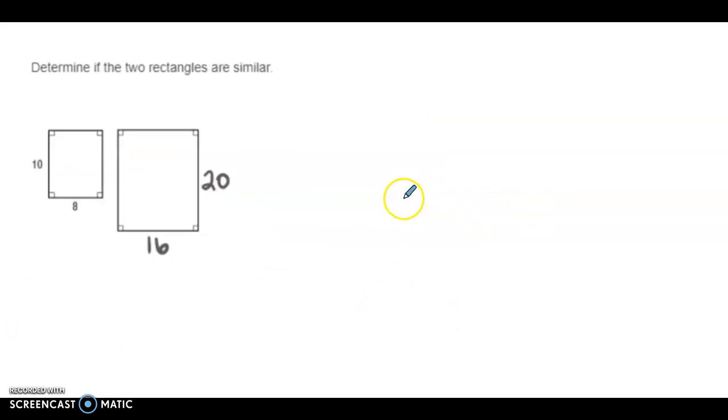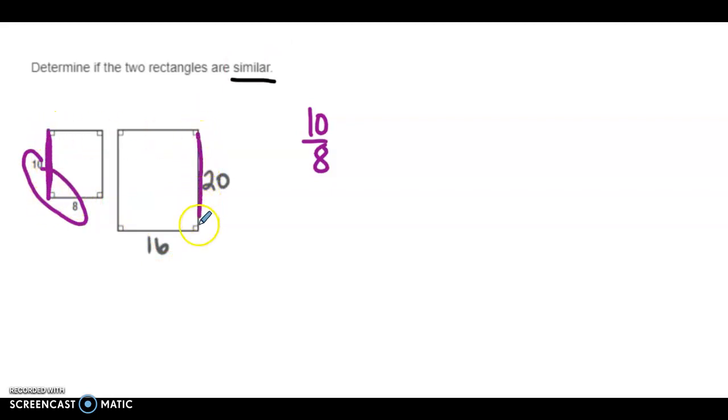Determine if the two rectangles are similar. If they're going to be similar, that means their sides have to be proportional. So we're just going to set up one fraction. I'm going to use this one first, so I'm just going to do 10 over 8. The first fraction, it does not matter how you set it up. All that matters is that in the second fraction, you match up your sides. Since I did 10 on top, that's the vertical distance, I need to make sure I do 20 on top of my next fraction. And 8 was the base, so I need to use the base in the second fraction.